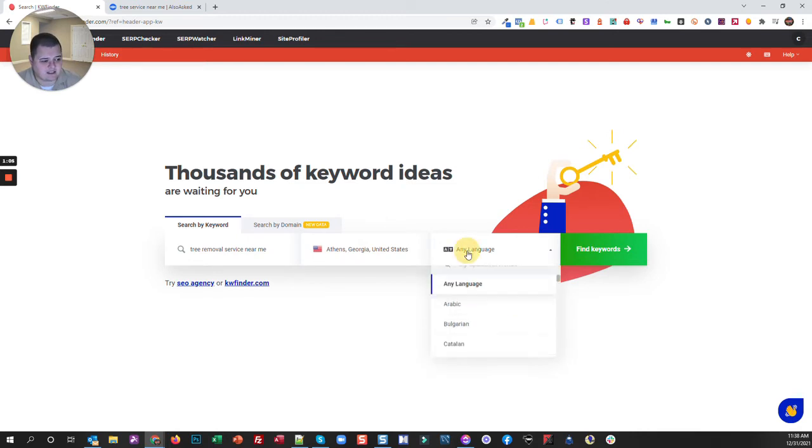I'm going to leave it set to any language, but you can certainly change it if you wanted to. I'm just going to say any language, tree removal service near me, and I'm going to put in my local area, and then I'm going to hit find keywords. By the way, we'll come back to this later, but search by domain is a great way to get keyword ideas based on another site, like a competitor's website. You can get some great ideas for additional keywords.